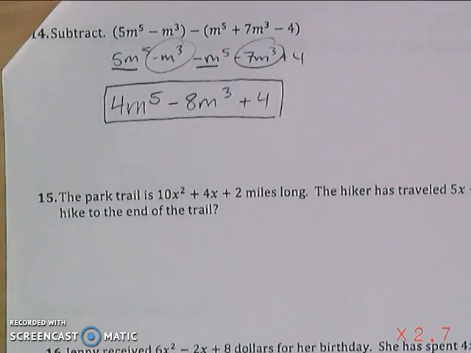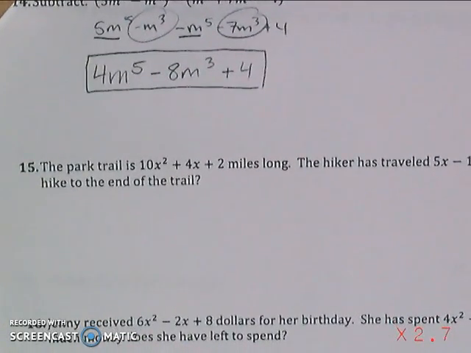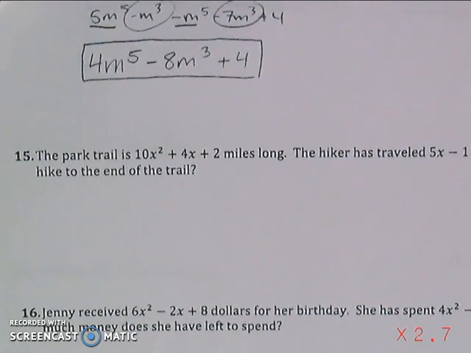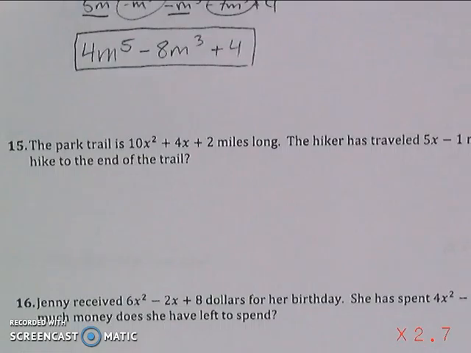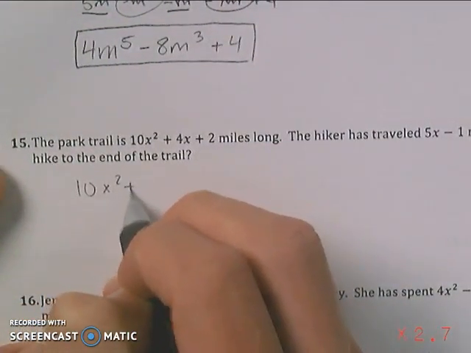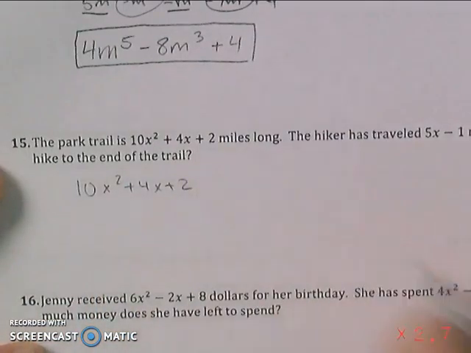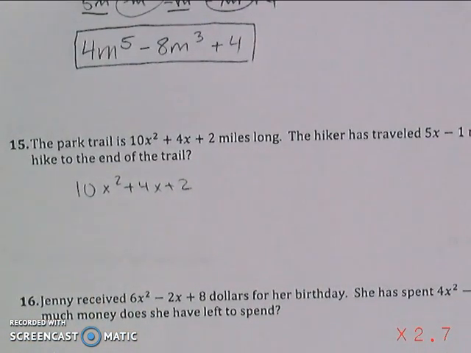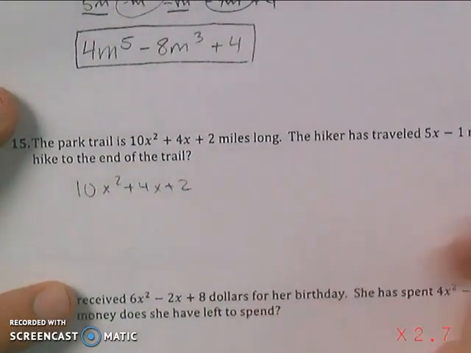Alright, the park trail is 10x squared plus 4x plus 2 miles long. The hiker has traveled 5x minus 1 miles. How much further to the end of the trail does he have to go? So we're basically just going to subtract. So we know the whole trail is this long. It'd be like saying the trail is 10 miles, he's hiked 2 miles. How much further does he have to go? You're just going to go ahead and subtract 8.